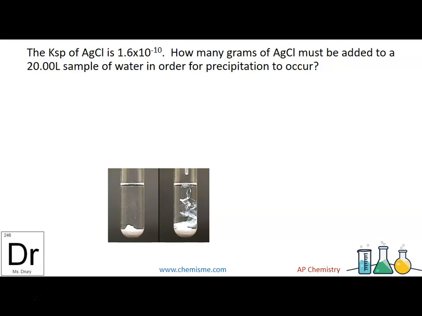Let's try another one. The KSP of silver chloride is 1.6 times 10 to the minus 10. How many grams of AgCl must be added to a 20 milliliter sample in order for precipitation to occur? So how do we get this white substance to form at the bottom of the solution?